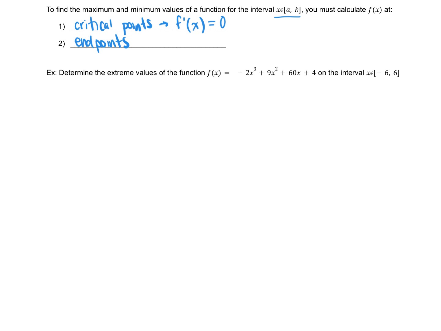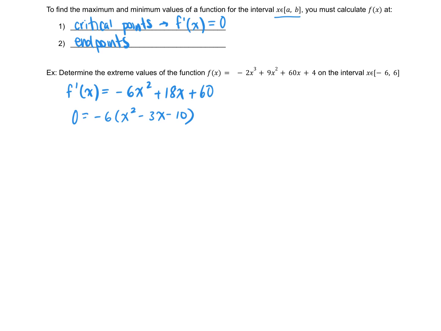So let's take a look at our first example. Determine the extreme values of the function f of x equals -2x cubed plus 9x squared plus 60x plus 4 on the interval x is an element of all real numbers between -6 and 6. All right, so first thing, I'm going to find my derivative because I want to find those critical points. So we're going to have -6x squared plus 18x plus 60.